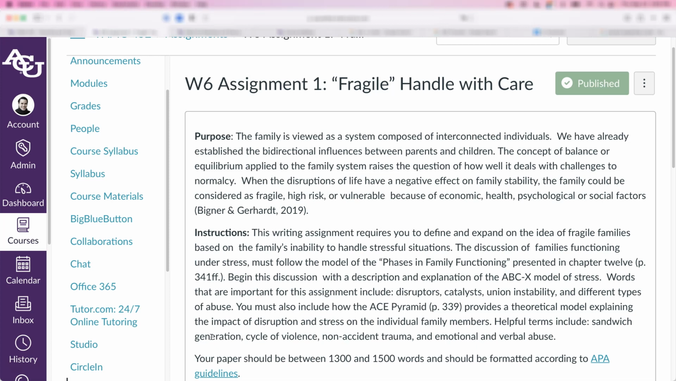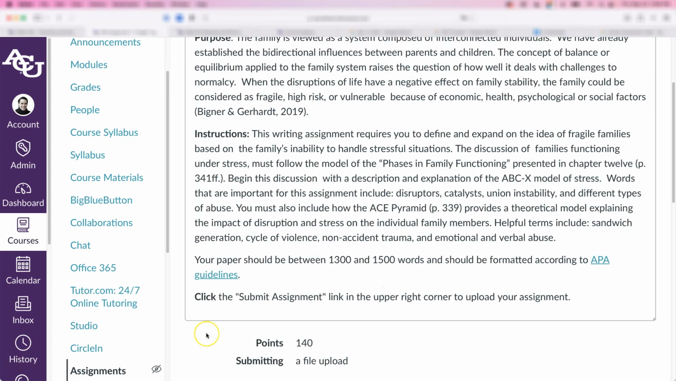Purpose. The family is viewed as a system composed of interconnected individuals. We have already established the bidirectional influences between parents and children. The concept of balance or equilibrium applied to family system raises the question of how well it deals with challenges to normalcy. When the disruptions of life have a negative effect on family stability, the family could be considered as fragile, high risk, or vulnerable because of economic, health, psychological, or social factors. Alright, so let's kind of set the mood. This is the kind of thing that this assignment is dealing with. Let's look at the actual instructions.